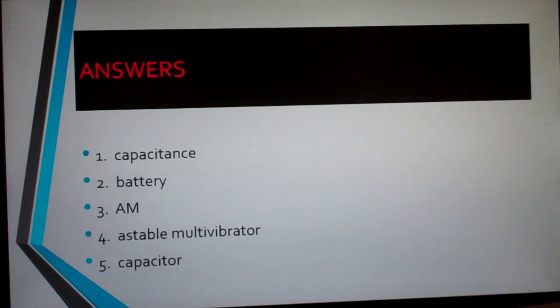Answers. Number 1 is capacitance. Number 2 is battery. Number 3 is AM. Number 4 is astable multivibrator. Number 5 is capacitor.